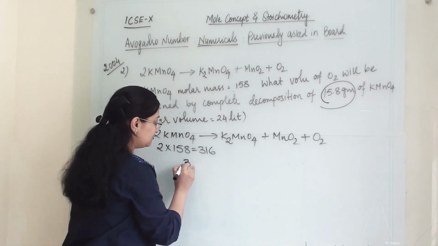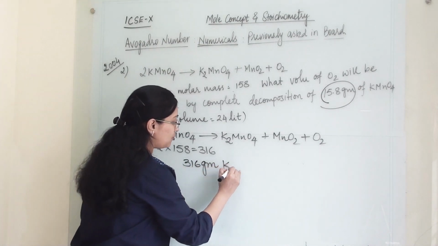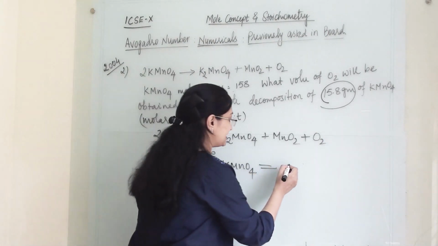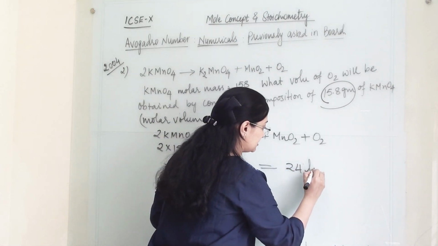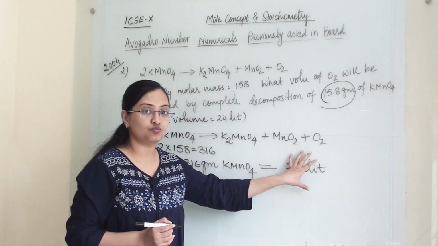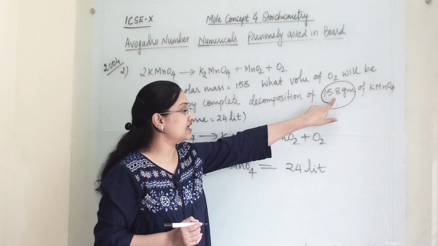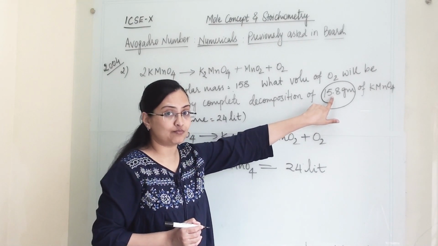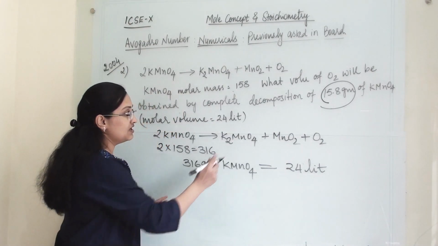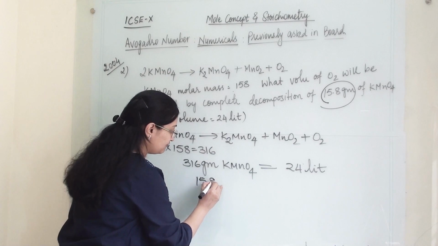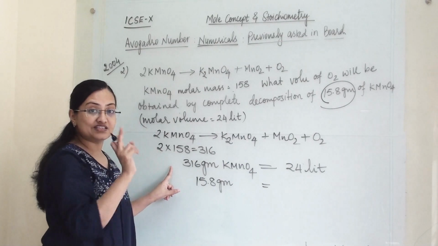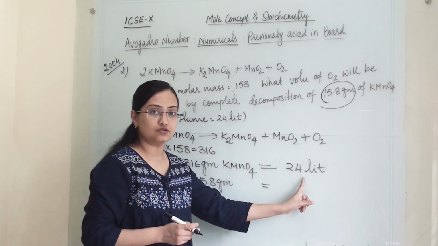That from 316 gram of KMnO4, what volume of oxygen will we get? This much, 24 liter. But this situation is at STP. This is molar mass and this is molar volume. What we have to find out is, if we have this much gram of KMnO4, then what volume of oxygen we will get? So here we will write 15.8 gram. This situation is standard STP, and this is molar mass and this is molar volume.